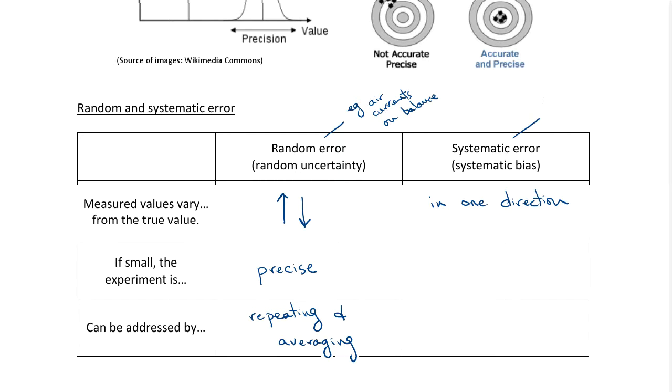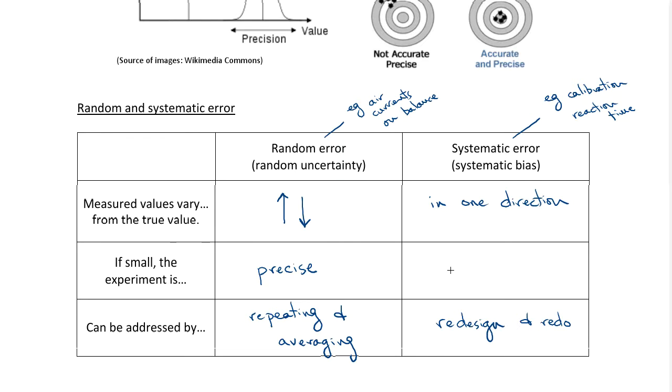Systematic bias could result from things like calibration problems, or let's say you're measuring something with a stopwatch and you're always just a bit too slow in stopping the stopwatch, so your reaction time might skew things all in one direction. Again, because all of the values are skewed only in one direction, we can't deal with them by repeating and averaging. We actually just have to go back and redesign or relook at our experiment and redo it.